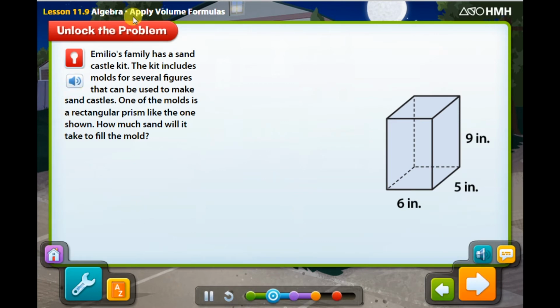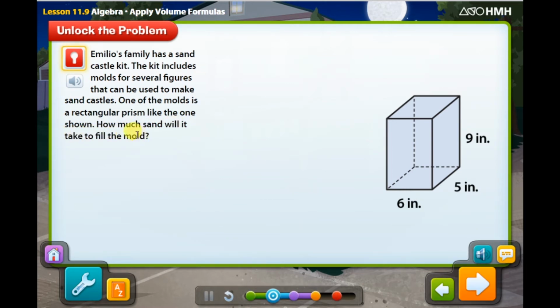Emilio's family has a sand castle kit. The kit includes molds for several figures that can be used to make sand castles. One of the molds is a rectangular prism like the one shown. How much sand will it take to fill the mold? Let's unlock this problem. How much sand will it take to fill the mold?